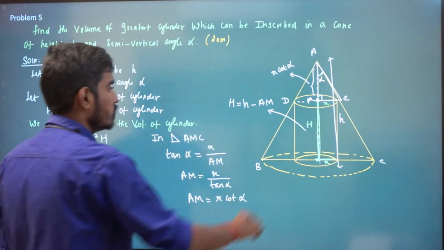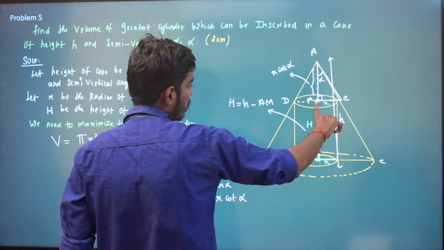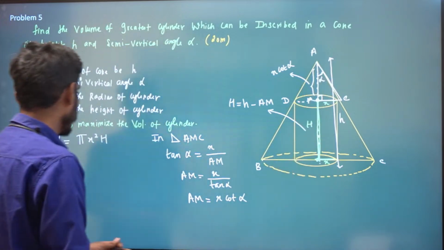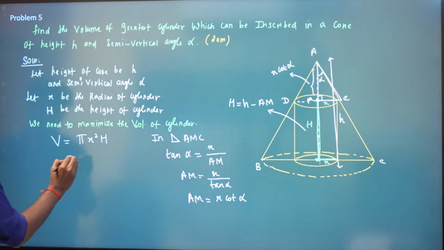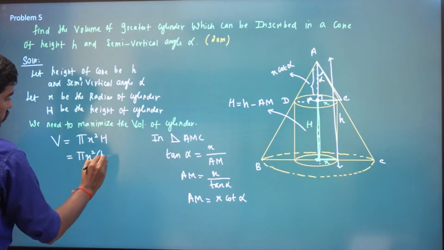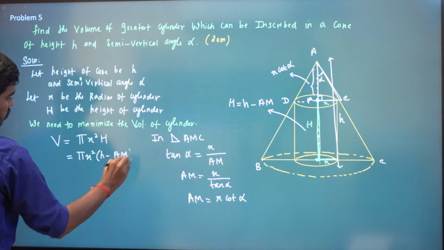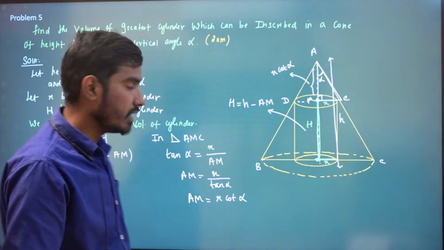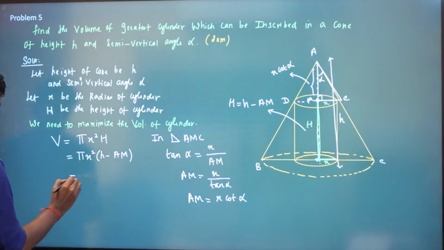Yes or no? This capital H is the height of the cylinder, which is equal to total height minus AM. So I can write this as pi x square into (h minus AM), where small h is the height of the cone. You subtract AM, you will get the height of the cylinder. So this will be pi x square (h minus AM).